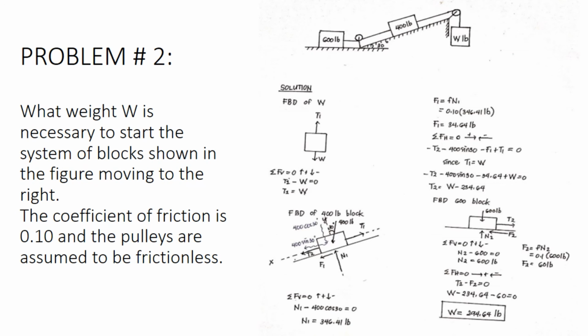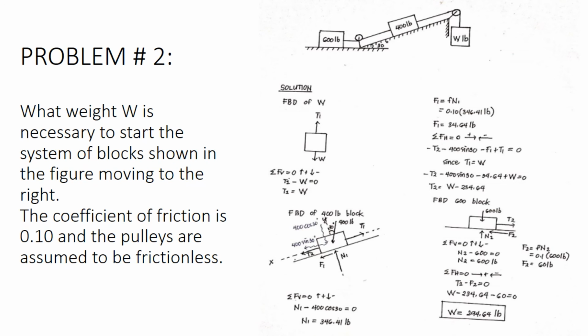For tension 2, we combine it with the first equation and come up with a new equation, which is tension 2 equal to weight minus 234.64. And lastly, the FBD of the 600 lb block: its forces are the normal force and the tension 2 that is connected to the 400 lb block. So we get the equation T2 minus F2. Then we substitute the derived equation and we come up with the answer of weight equal to 294.64 lb.